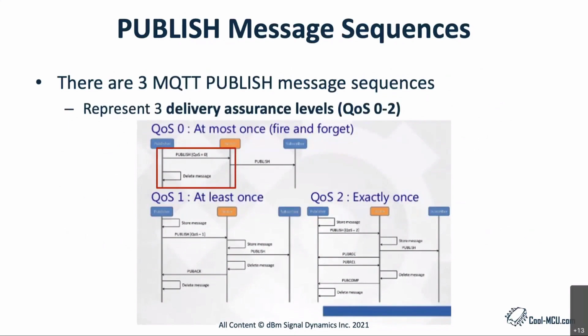Quality of service level 0 or QoS 0 is also called at most once delivery or fire and forget. Quality of service level 1 or QoS 1 is called at least once delivery. And quality of service level 2 or QoS 2 is also called exactly once delivery. We'll cover each of these publish sequences in more detail.